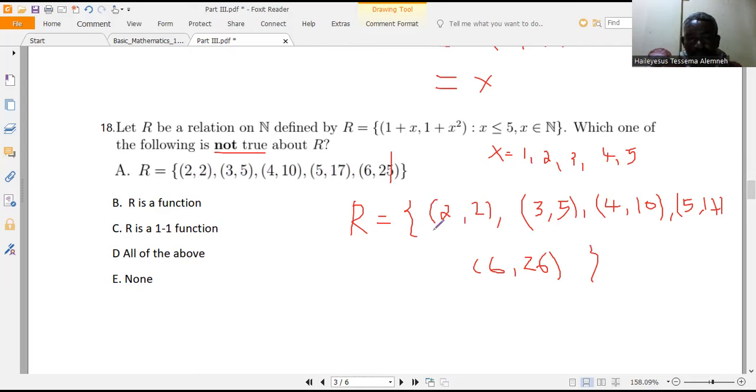So which one is not true? Not true is the first statement, A. A is the solution.